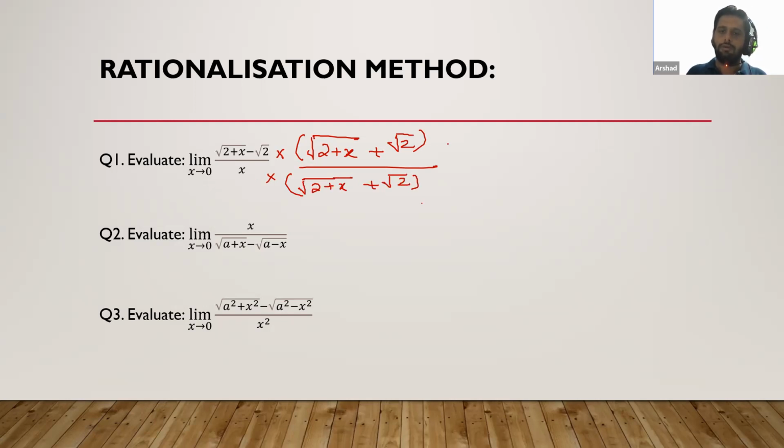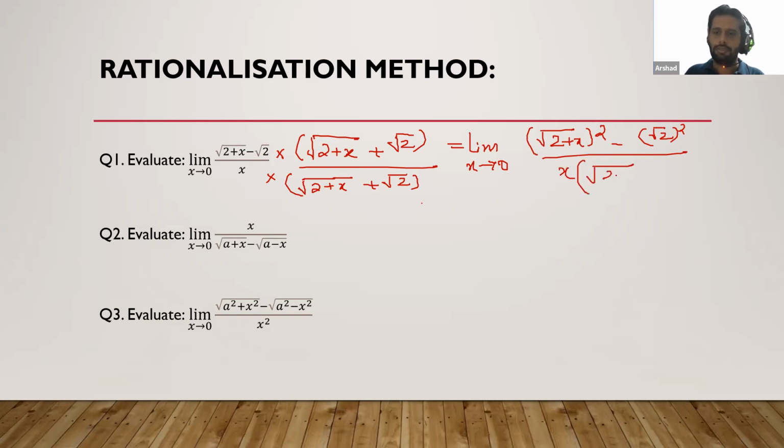Okay. Now the limit is equal to, here you will get what? Limit x tends to 0. Multiply this, so a plus b, a minus b. So this will give you root 2 plus x whole square minus root 2 whole square by x into under root 2 plus x plus root 2.